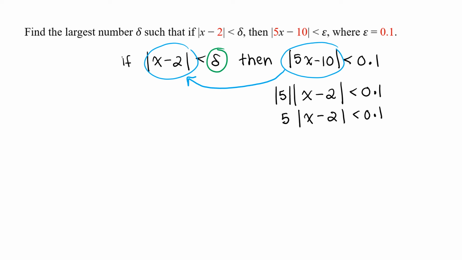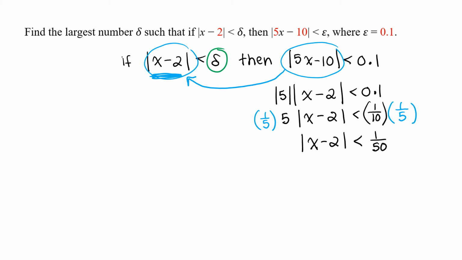And we want to divide both sides by 5, or we can also think of this as multiplying both sides by 1/5. And since that 0.1 is the same as 1/10, we can rewrite that as well. So now we have the absolute value of x minus 2 is less than 1/10 times 1/5, which is 1/50. So we've found our absolute value of x minus 2. So that means that on the right of that inequality symbol, we should have a good guess for delta. So the largest number, delta, would be 1/50.